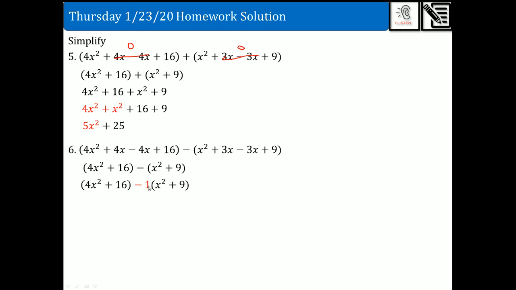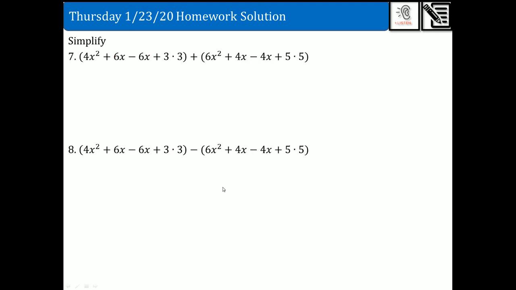There's a negative 1 here in front that you have to distribute. That changes the sign. So you have 4x squared plus 16. Now you have a minus x squared, and you have a minus 9. Okay, rearrange. You have 4x squared minus x squared. Then you have a 16 minus 9. Same thing. 4x squared minus x squared becomes 3x squared. 16 minus 9 becomes 7. Okay, notice this is the same process as before, but what you had to do was combine these two, simplify these. Okay, 7 and 8, same thing.